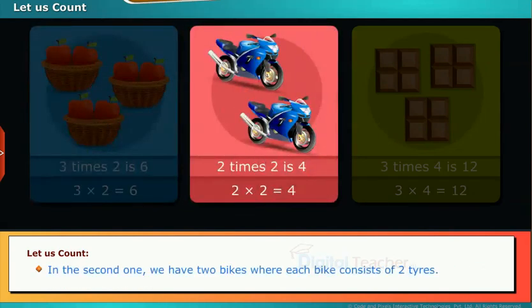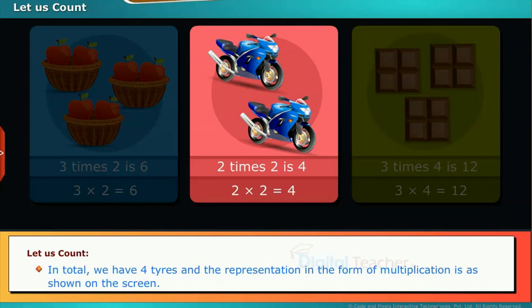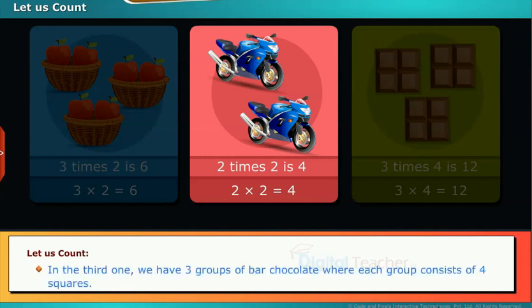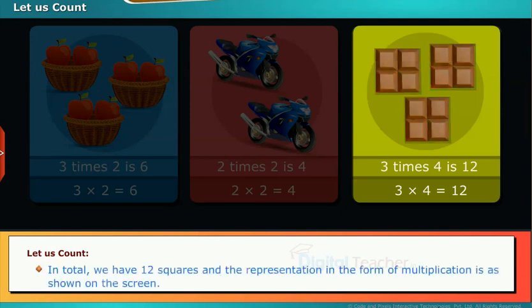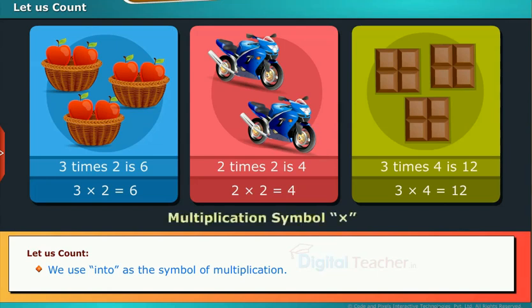In the second one, we have 2 bikes where each bike consists of 2 tires. In total, we have 4 tires and the representation in the form of multiplication is as shown on the screen. In the third one, we have 3 groups of chocolate where each group consists of 4 squares. In total, we have 12 squares and the representation in the form of multiplication is as shown on the screen. We use into as the symbol of multiplication.